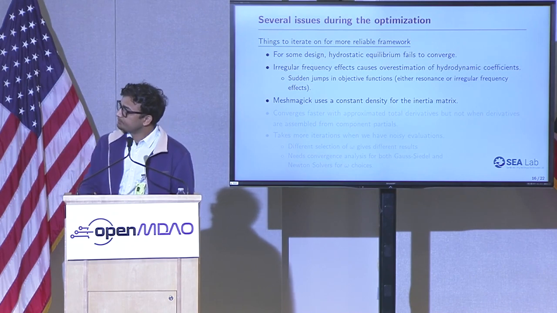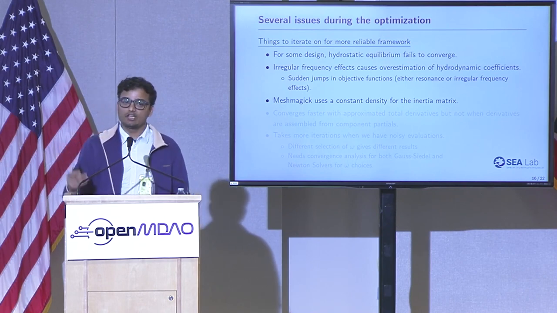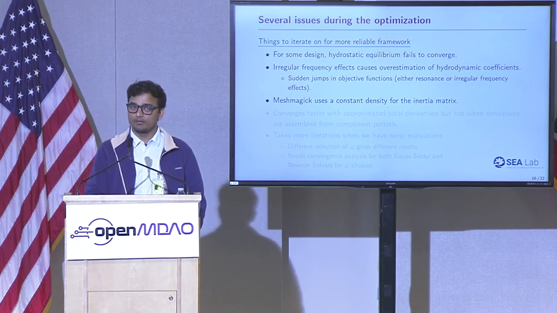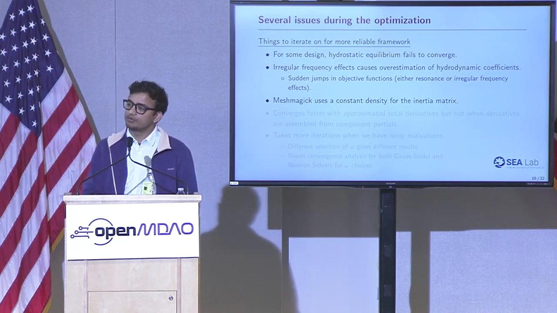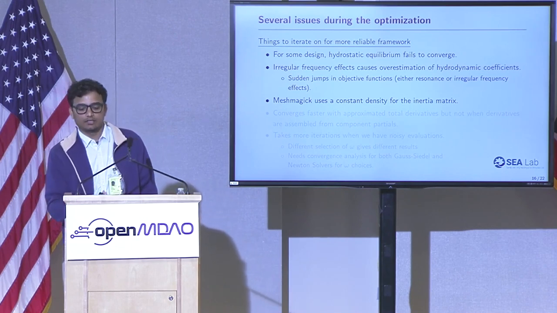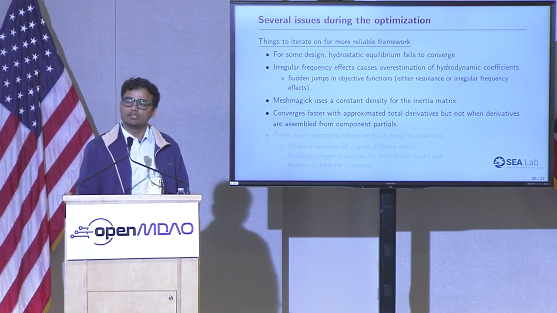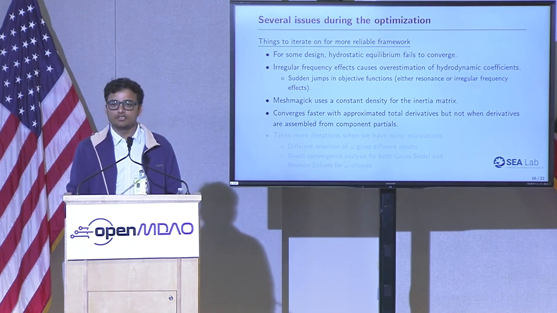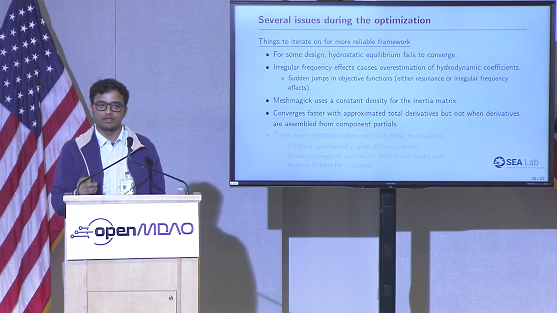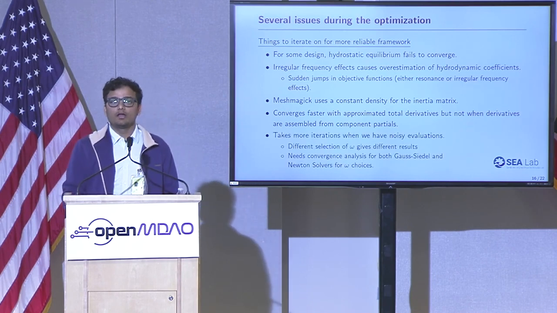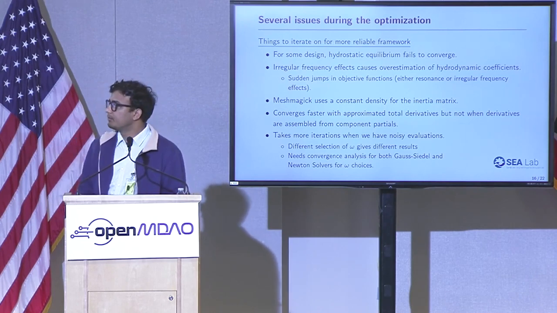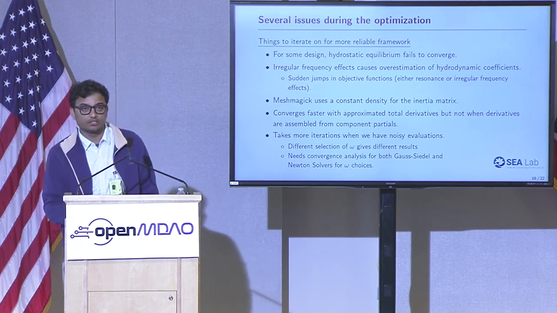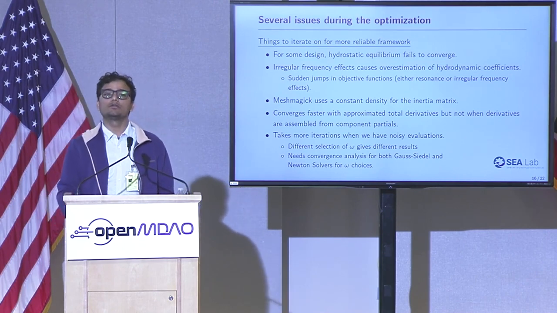Another thing is I used a package called MeshMagic. It uses constant density for setting up the inertia matrix, which is not true in my case because the materials are different, so it should have a different density. That should also be fixed for the next iteration. I also need to investigate a little deeper into how to make it converge by assembling the total derivatives rather than approximating them. Different selections of frequencies will give you different results, and I need to look deeper into the convergence of both solvers available in OpenMDAO.